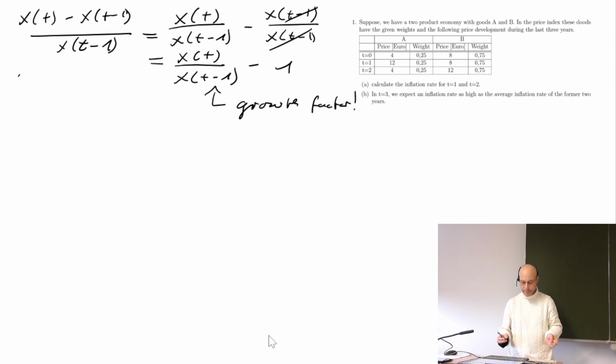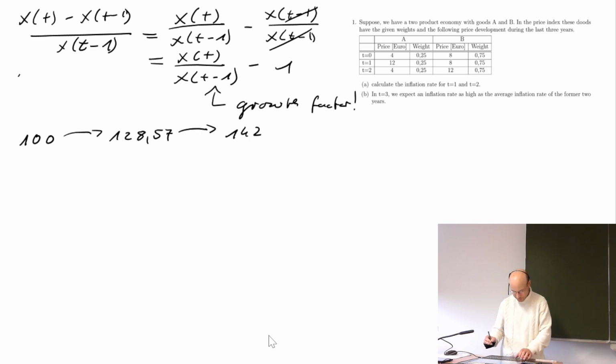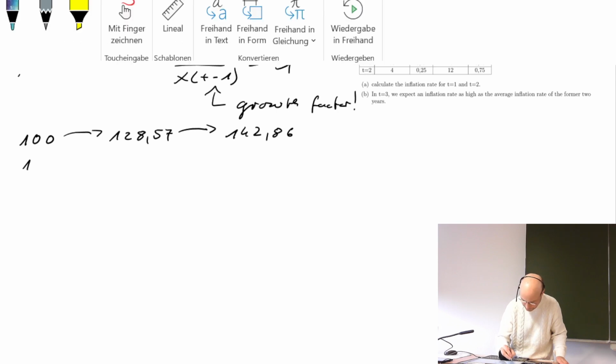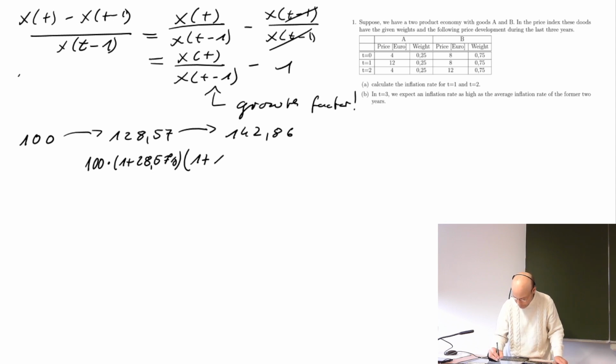Well, we have a number which is developing from 100 to 128.57 to 142.86. Okay. How did we obtain these numbers? By 100 times 1 plus 28.57%. And to this number, we had to multiply this number by 1 plus 11.11%. Okay?